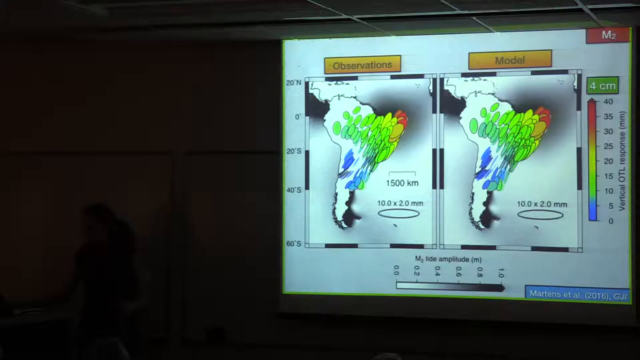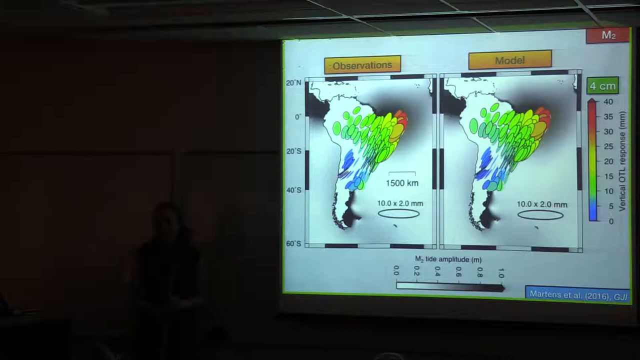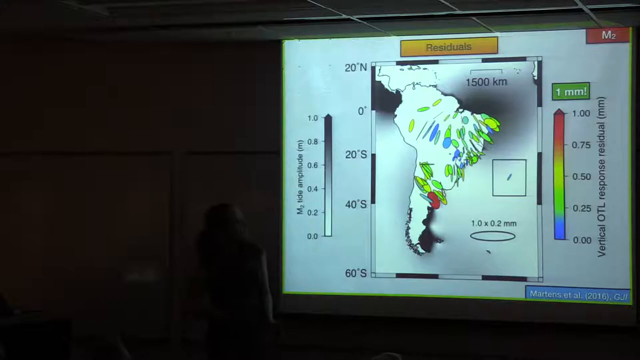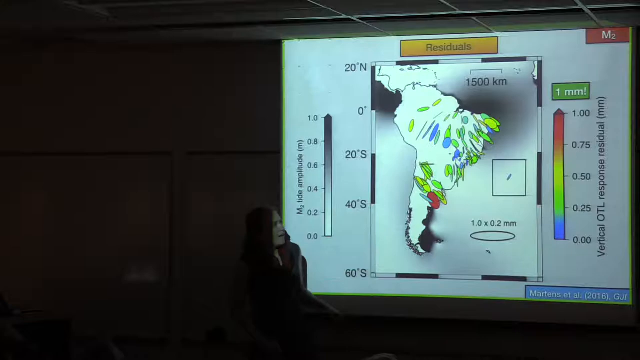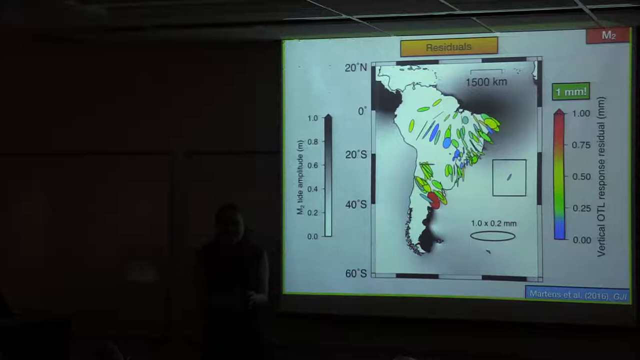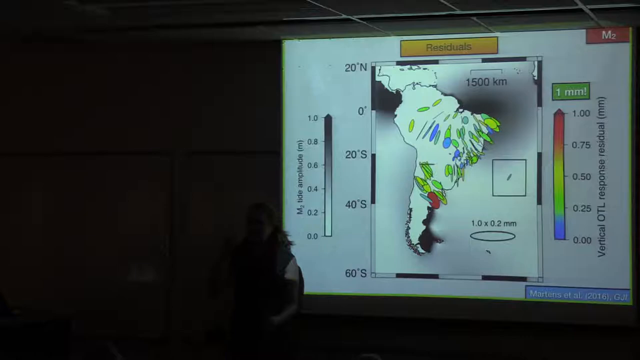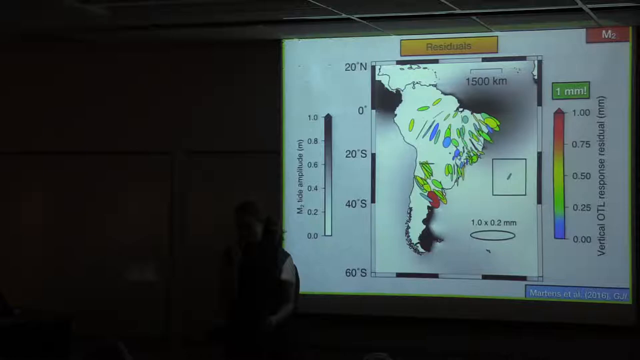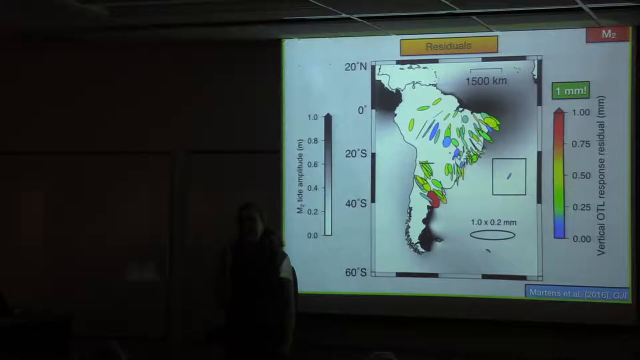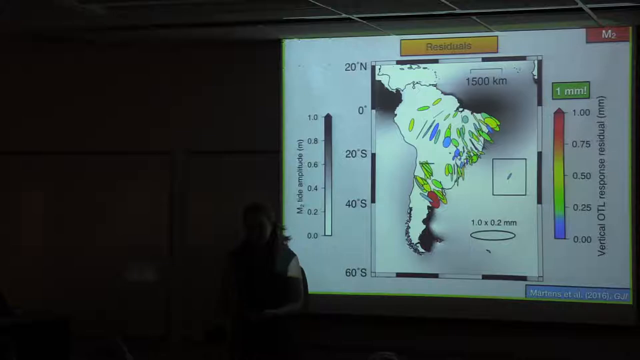So let's return here. This is our comparison for the M2 tide between observation and model, and let's take a closer look at the residuals. The scale here for the residuals is up to 1 millimeter. Only one station is getting up into that range. So again, these are our discrepancies, the misfit between our model and our observations. It's remarkable to take a moment to step back and think about this. Think about how small 1 millimeter is. Most of these residuals are just a very small fraction of 1 millimeter. Think about how small a tenth of a millimeter is. It's almost like you can't even measure it with a ruler. But these are the residuals between our observations and our model.